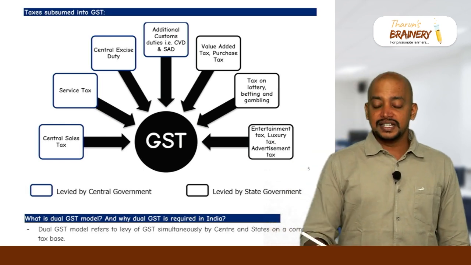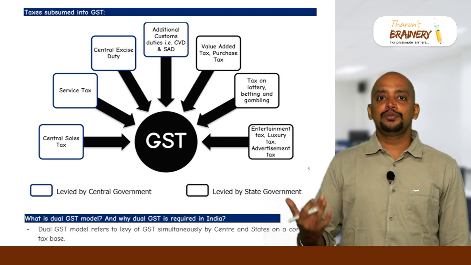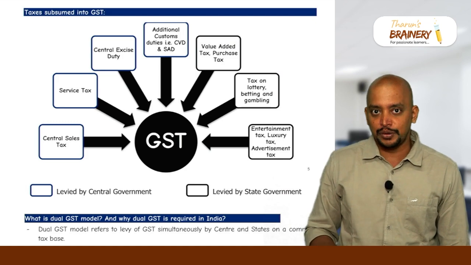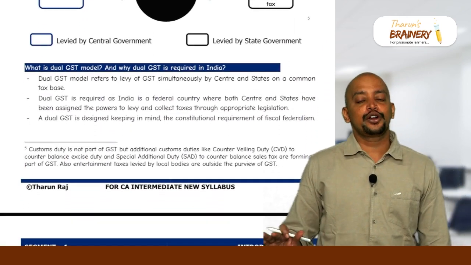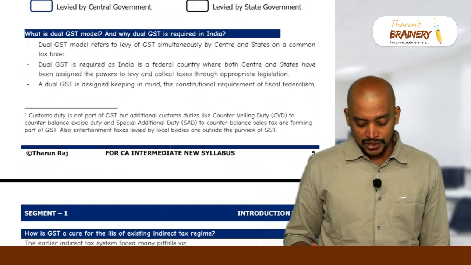What is that? So the 6 specified indirect taxes levied by the state government got subsumed into GST, and other indirect taxes levied by state government did not get subsumed into GST. Then all indirect taxes levied by local authority did not get subsumed into GST. So you can see the footnote below this page.